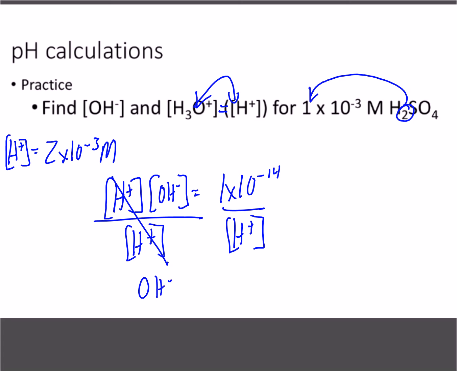All right, so our OH concentration is going to equal 1 times 10 to the minus 14 all over 2 times 10 to the minus 3. Again, we multiplied it by 2. If you forgot to multiply by 2 because there were 2 ions of hydrogen, it's okay. As long as you show your work, you can still get partial credit.